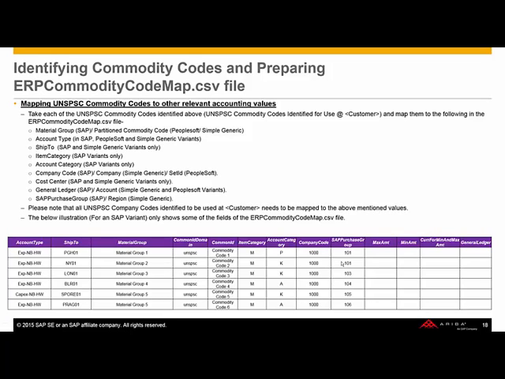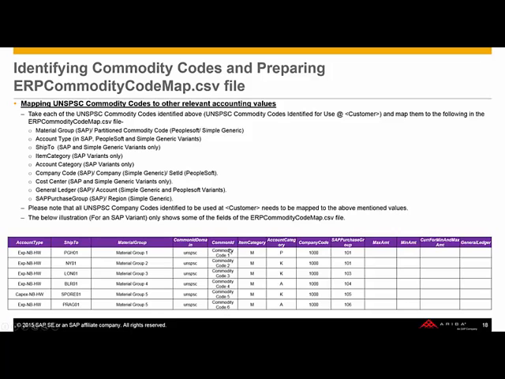The ERP commodity code map file, as I mentioned before, is the primary file that we use to drive these mappings. The bottom half of the slide shows an example from an SAP variant of what this may look like. So you can see that we have the account types listed here, the shipping information, material group, and then we have the commodity code that pertains to each.